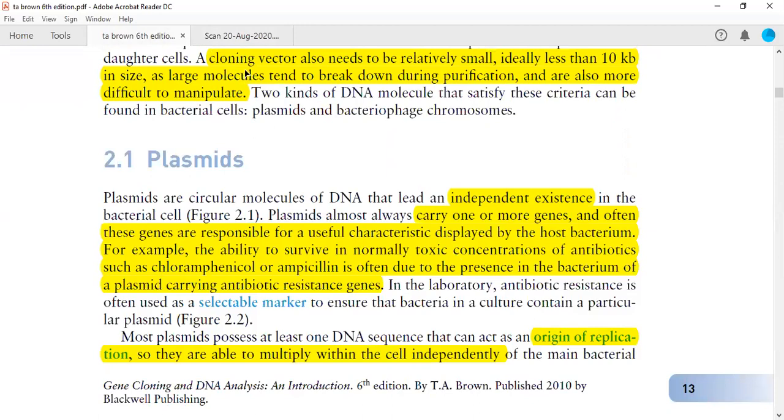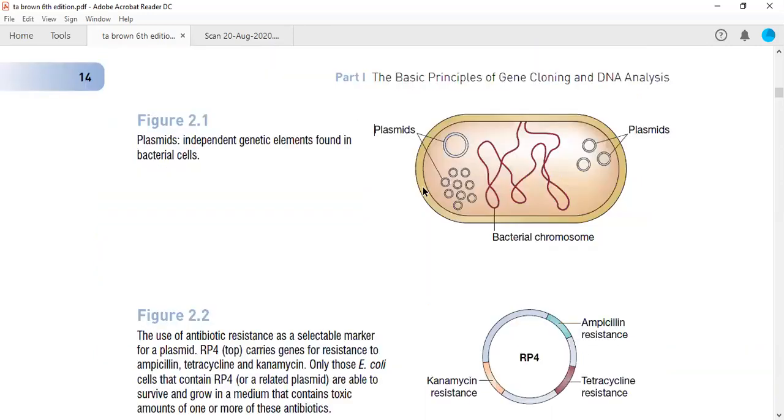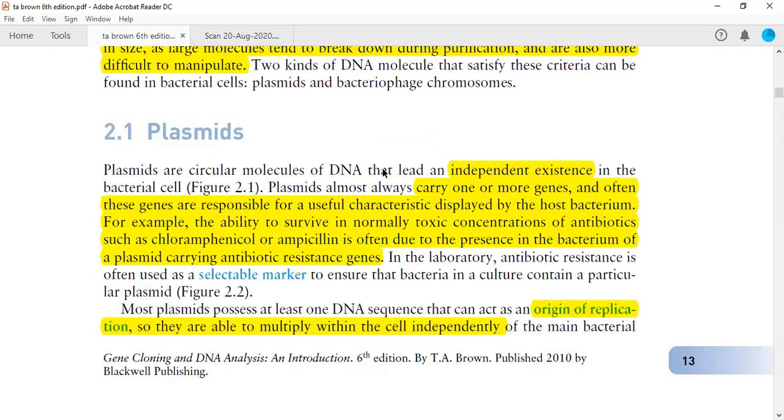As I told you, these plasmids can be used as cloning vectors. Here it is given that cloning vectors also need to be relatively small. Generally, small plasmids, less than 10 kb in size, are chosen as cloning vectors. Why so? Because large plasmids can break during purification, and they are also very difficult to manipulate because of their large size.